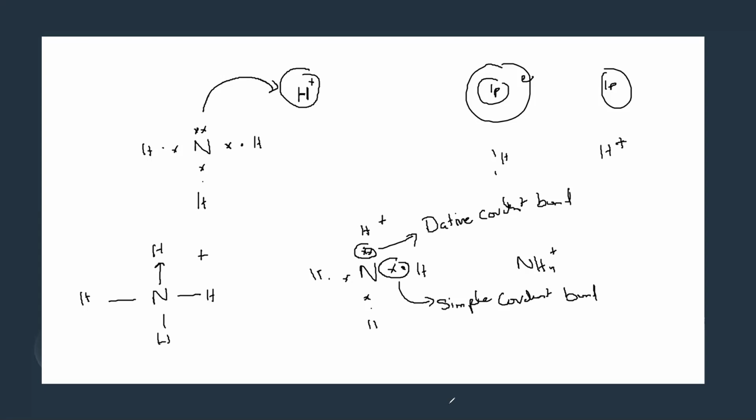This is a dative covalent bond. Then there is also another example. So another example for this bonding is the hydroxonium ion, which is H3O+.